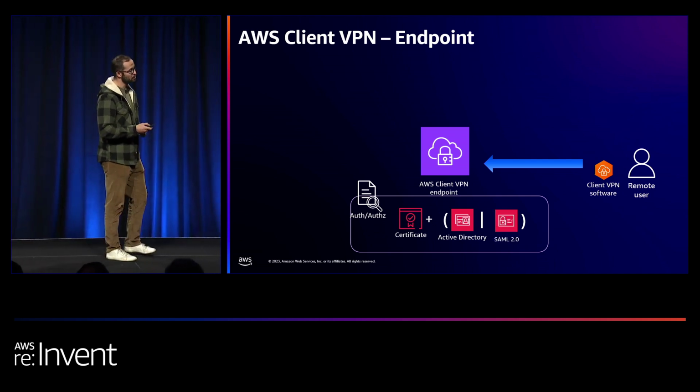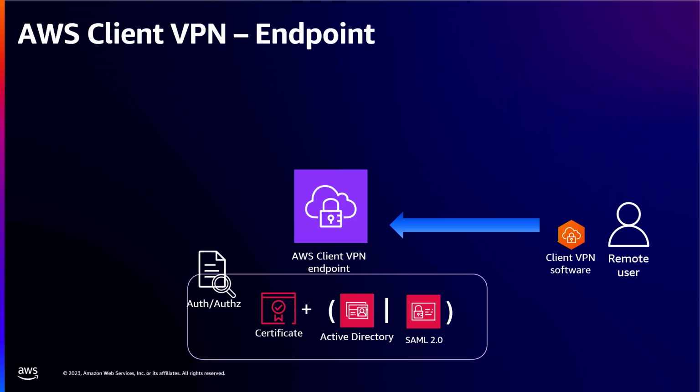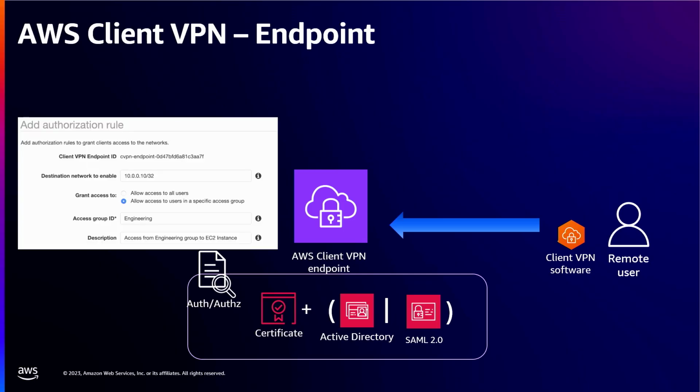And with those two options, Active Directory and SAML, that's where you have those granular authorization rules, where you can say if the user is part of a particular group, in my example here, it's the engineering group, they're going to be allowed to get to a particular destination. The destination here is just an individual IP address, but this could be a whole network.